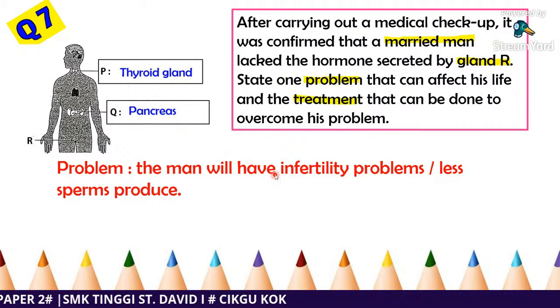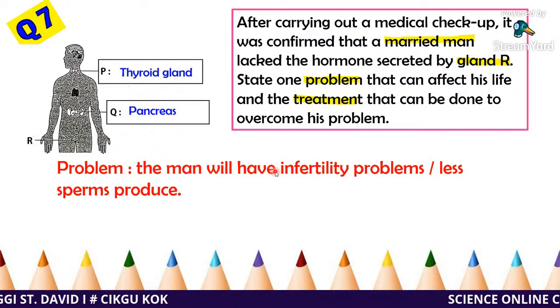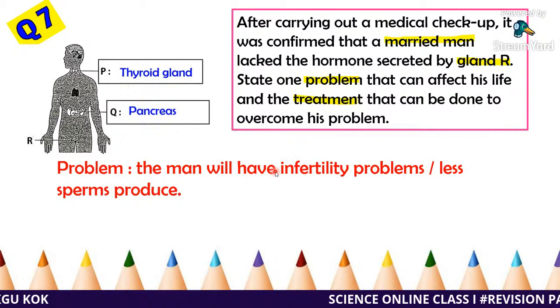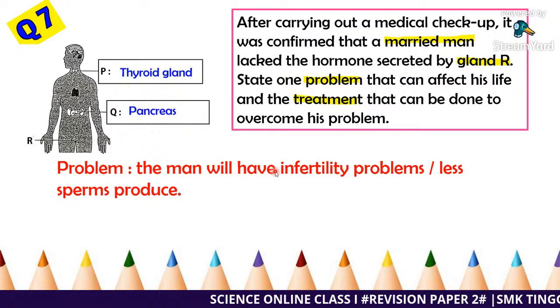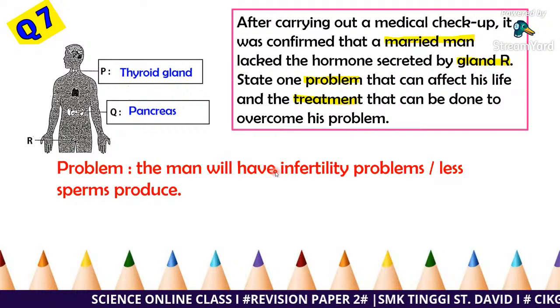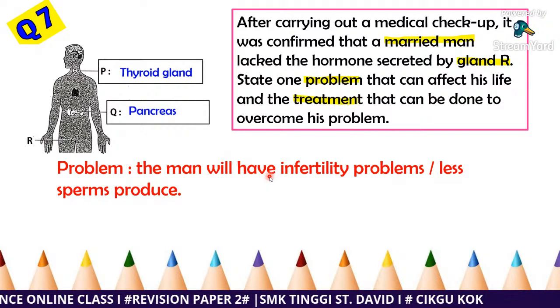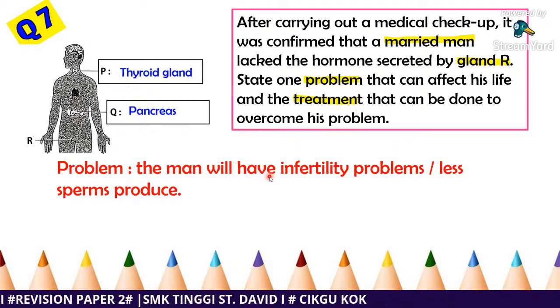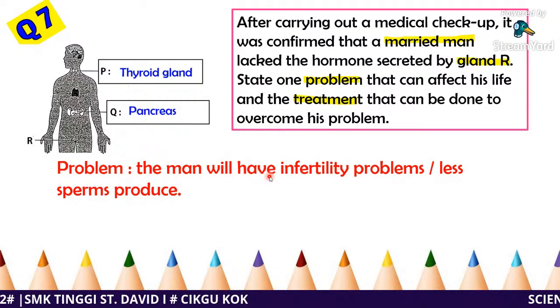Normally for the treatment, you see the doctor, and after that the doctor will give you the pill. Okay, what is the pill? The pill lets you produce more of the hormone, because you're lacking it. So the hormone for the man should be testosterone.